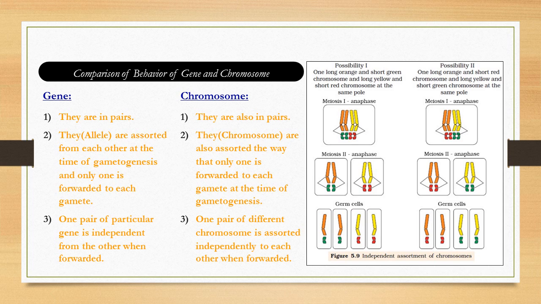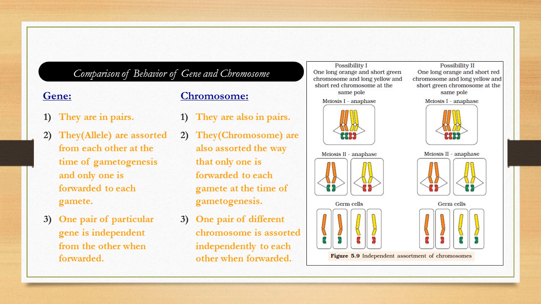Now, if I talk about genes, the second characteristic feature is that alleles are assorted from each other at the time of gametogenesis, that is gamete formation, and only one is forwarded to each gamete. One allele is going into one gamete. Similarly, if I talk about chromosomes, the second point is that chromosomes are also assorted the same way, that only one chromosome is forwarded to each gamete at the time of gametogenesis.